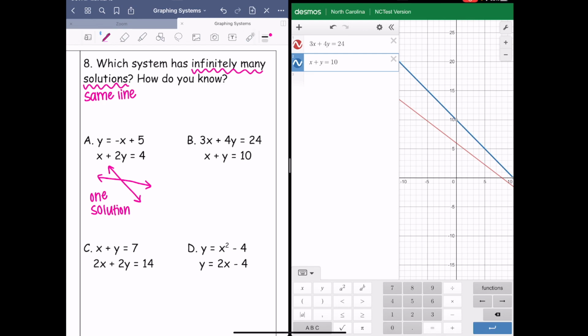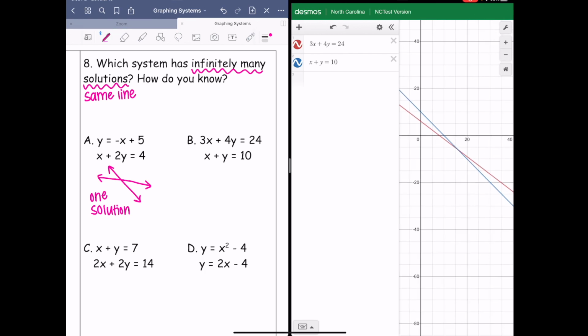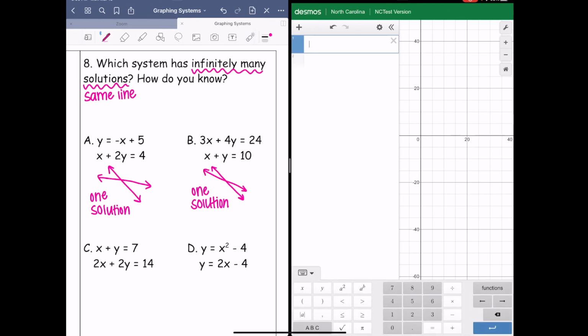Okay, now at first it doesn't look like these cross, but we want to zoom out. And again, these do cross. So this also has one solution. We're looking for infinitely many solutions. Okay, let's try the next system.